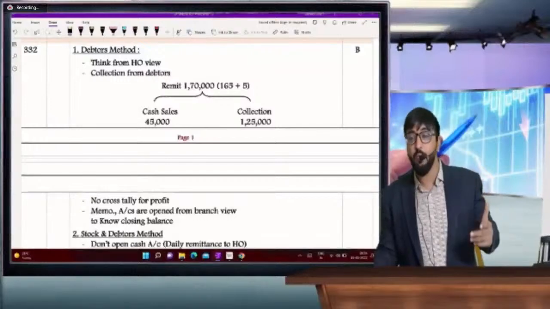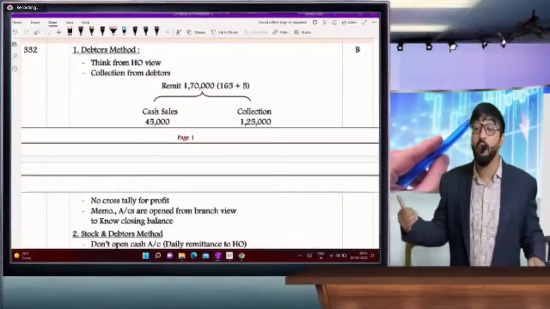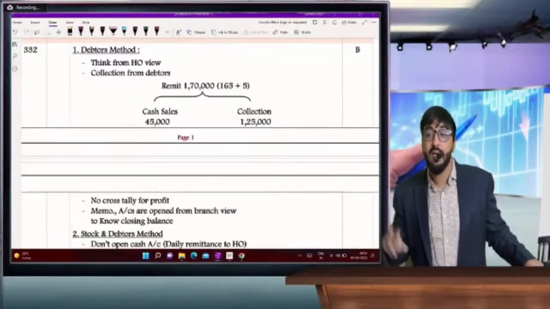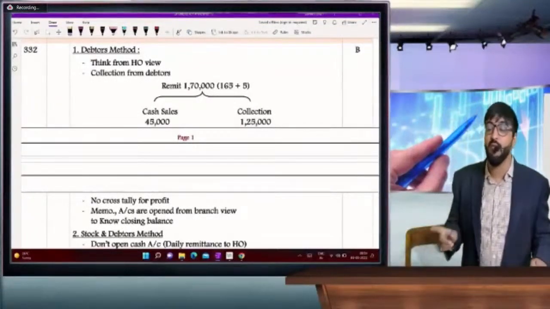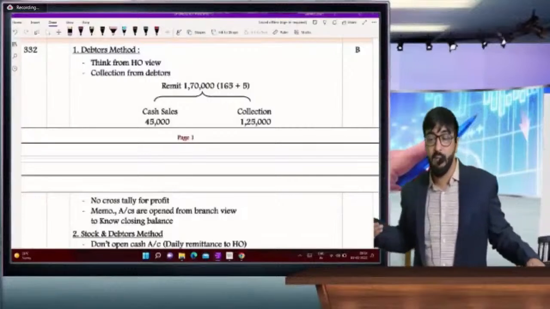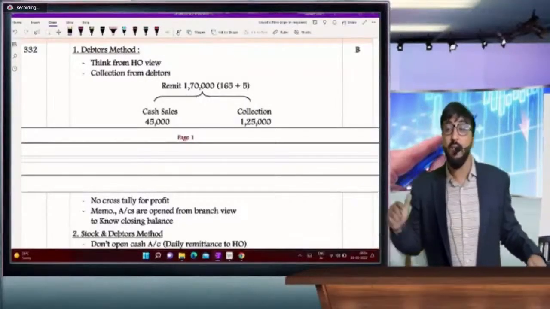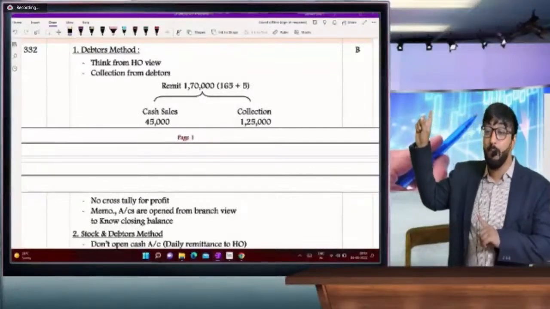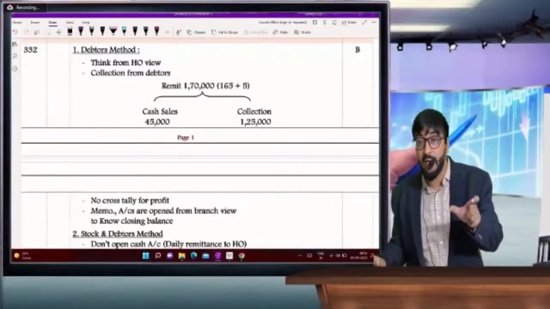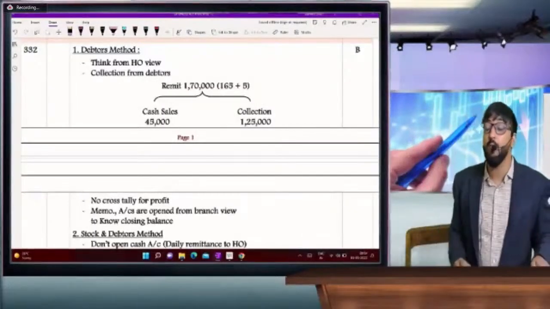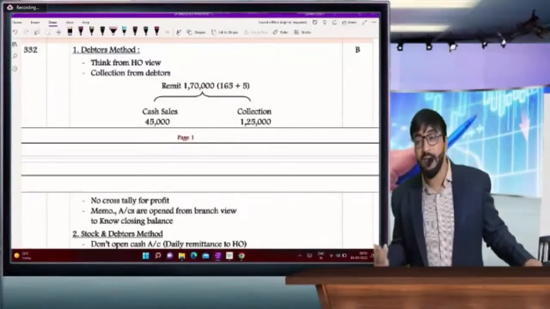After that, from the HO point of view, you will try to close the balances. For closing balances, normally the stock figure is given in the question, but the debtors figure and petty cash figure are not given in the question. For that, you have to open memorandum accounts, and those memorandum accounts are nothing but your closing balances. For that memorandum debtors account you have to think from the angle of the branch, and that's why the word is memorandum and not directly debtors account. Memorandum because we are thinking from the angle of the branch. So pro formas are very easy.